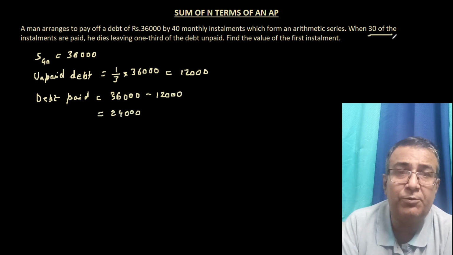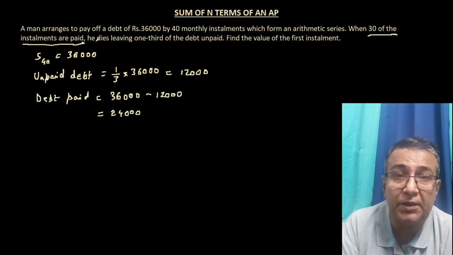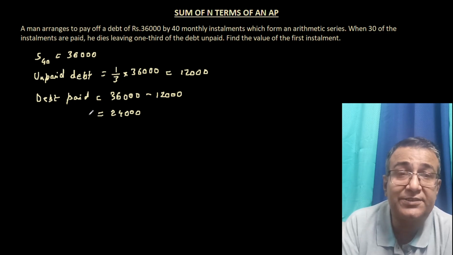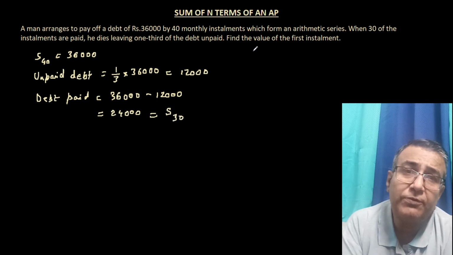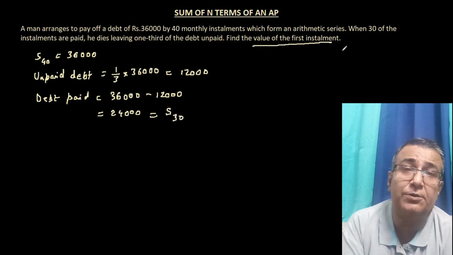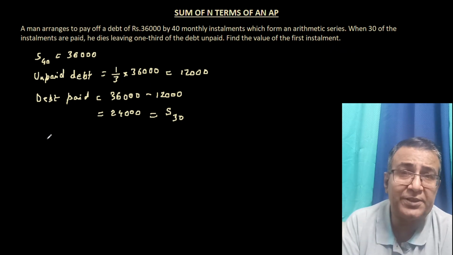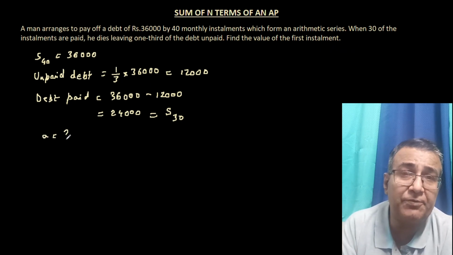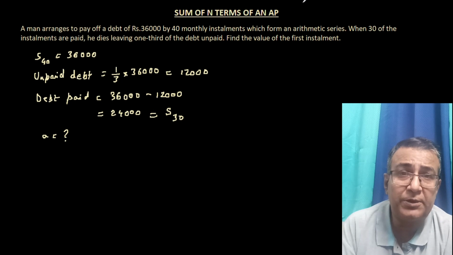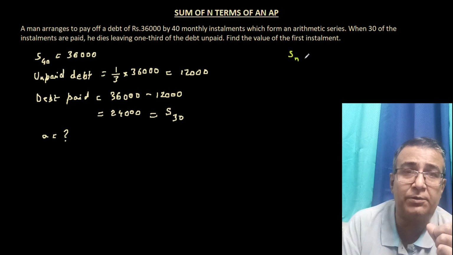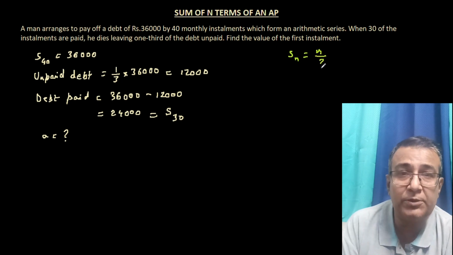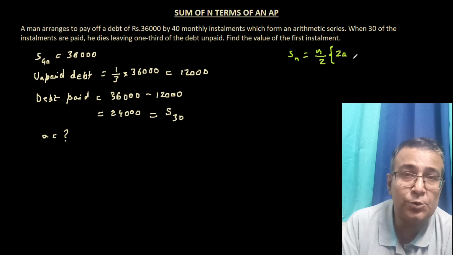And since this 24,000 has been paid in 30 monthly installments, that means the sum of 30 installments is equal to 24,000. And now what we need to find out is the value of the first installment, which means what needs to be found out is the value of A. So again, because we are talking about sum of n terms, let's start by writing the formula, the one thing that we need to solve the question. So S of n would be equal to n over 2 times 2a plus n minus 1 times d.